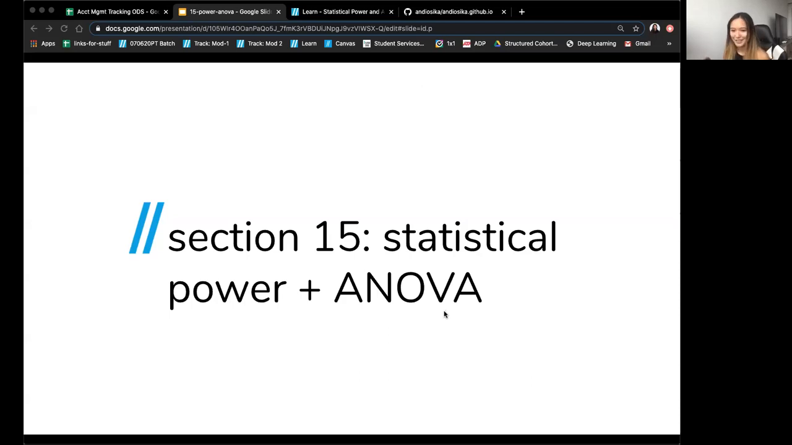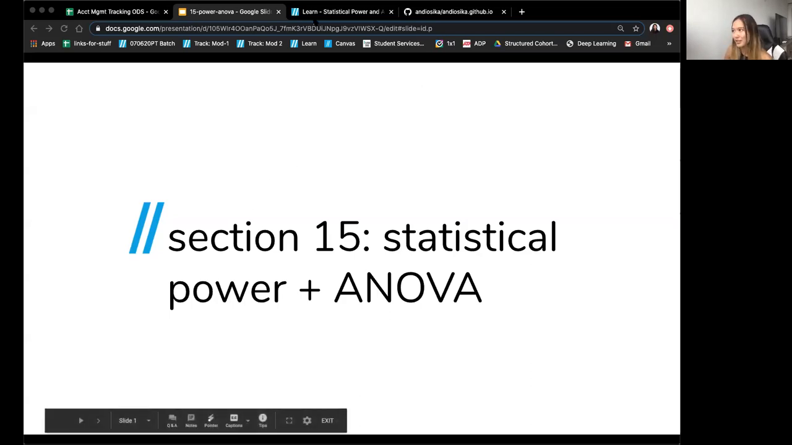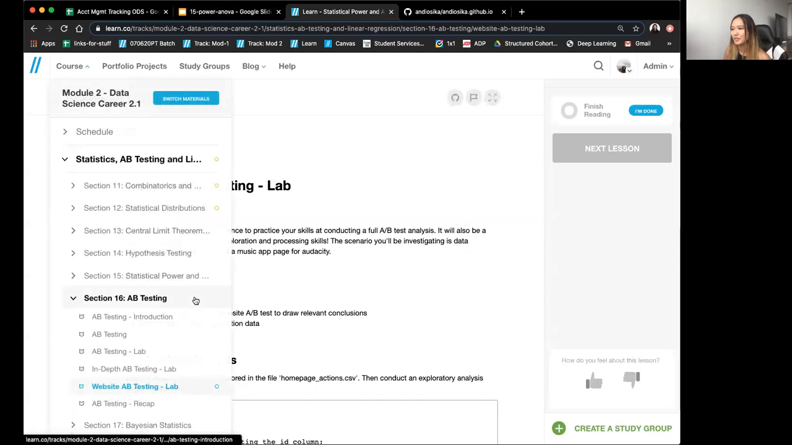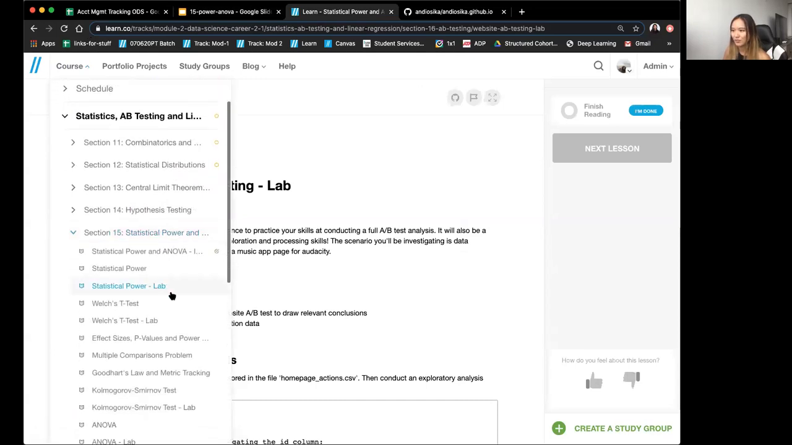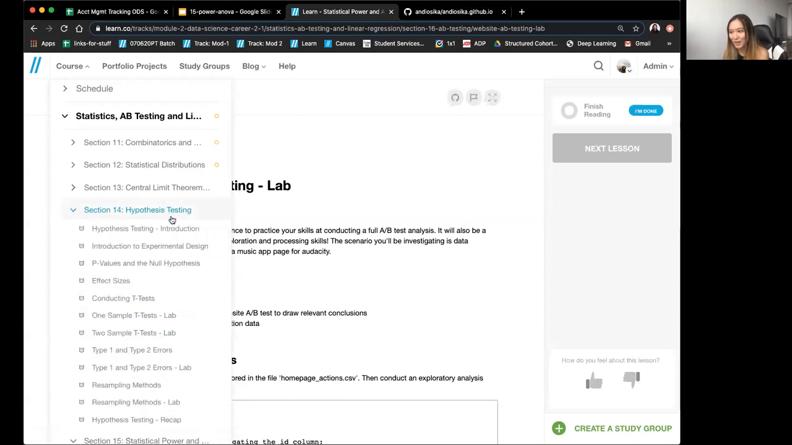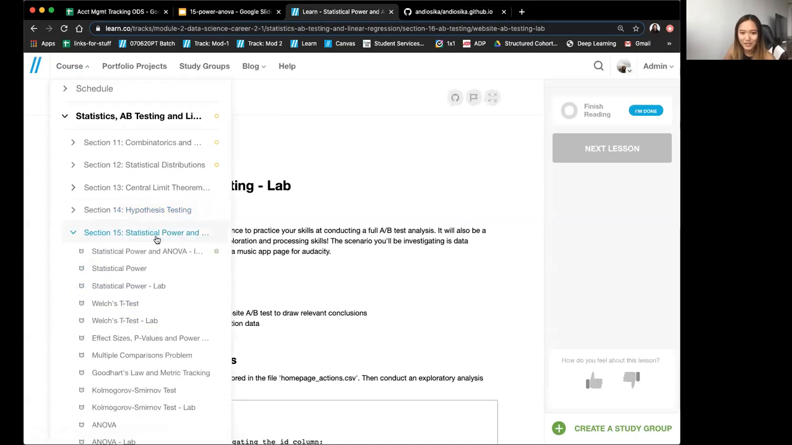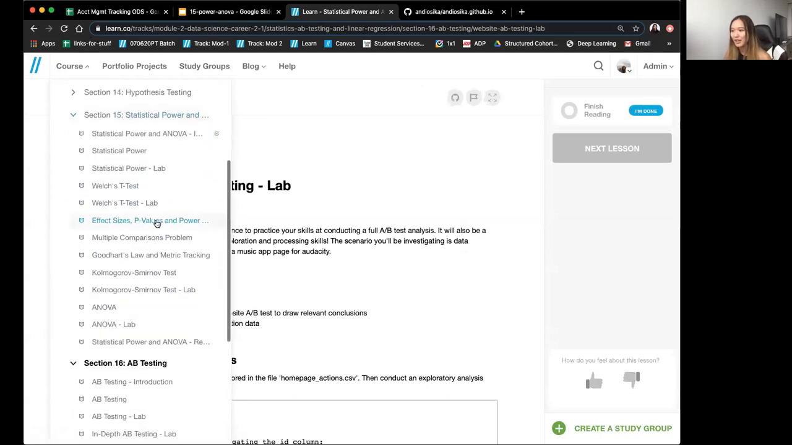All right, so section 15 is going to be our last couple statistical tests. The name of section 15 is Statistical Power and ANOVA. ANOVA is one of the tests that we're going to be talking about. Just to look at what's in section 15, we have Statistical Power, which is actually something we talked about somewhere, I think it was in effect size. So we're talking a little bit more in depth into statistical power.